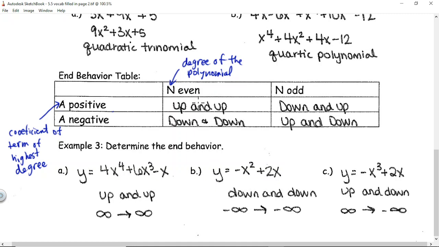We already looked at the first case, a positive and n even. What if a is positive and n is odd? Well, then when you go to the left, it's down, and when you go to the right, it's up. If a is negative, we have that it's down as you go to the left, and also down as you go to the right, for n being even. Okay? And then if a is negative and n is odd, we have this here. As you go to the left, it goes up. As you go to the right, it goes down.